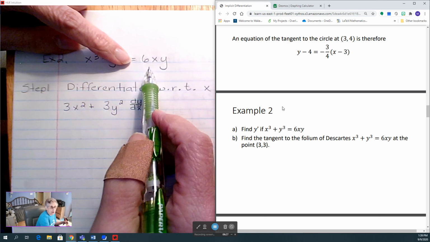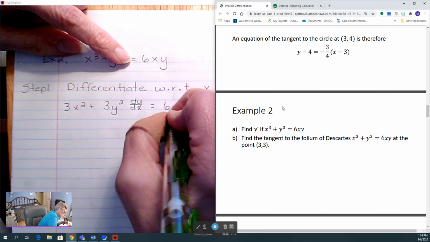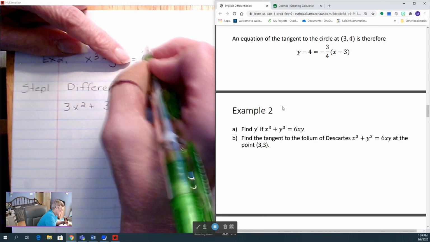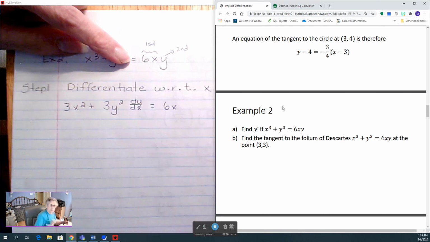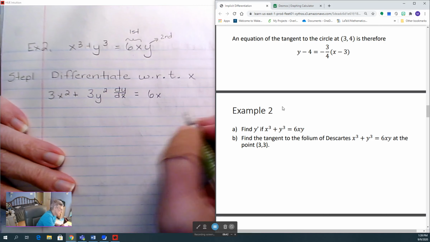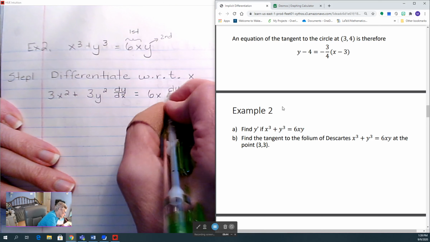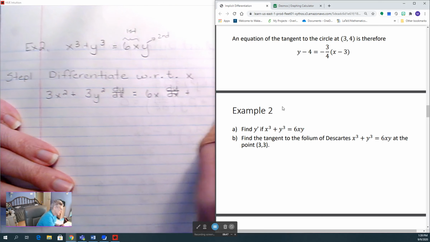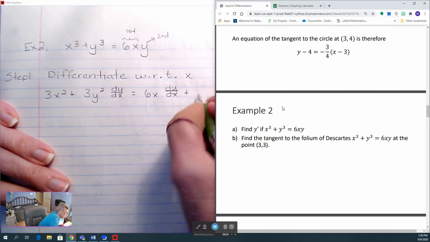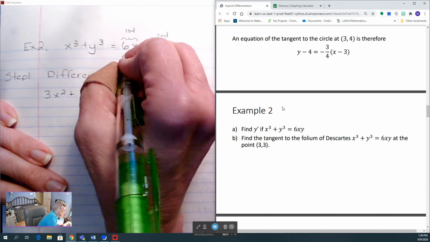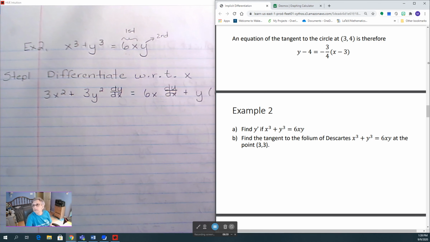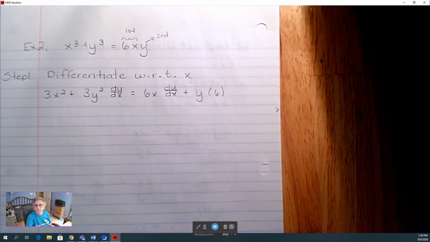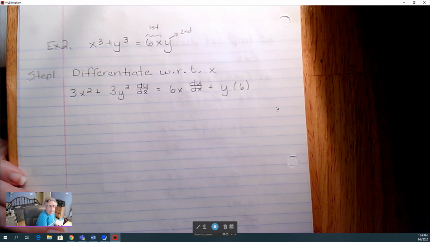And here we have a product. So first, I'm calling 6x first, and I'm calling y second. So 6x times the derivative of y, plus second times the derivative of first. So y times the derivative of 6x is just 6. Okay, so we've differentiated with respect to x.